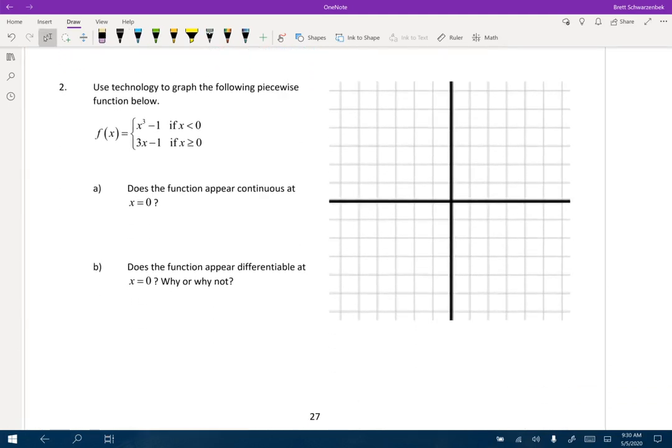Okay, last problem, number 2. Just like we have in the past, we've dealt with piecewise functions. So again, what is a piecewise function? This function exists, the function x cubed minus 1 exists for all values 0 and to the left, but not including 0. Whereas 3x minus 1 exists, the line 3x minus 1 exists from anywhere including 0 to the right.